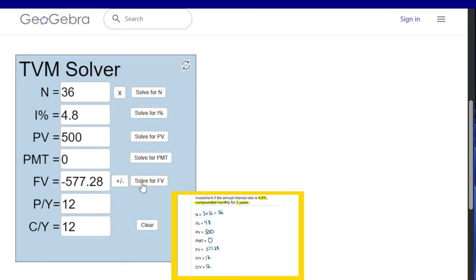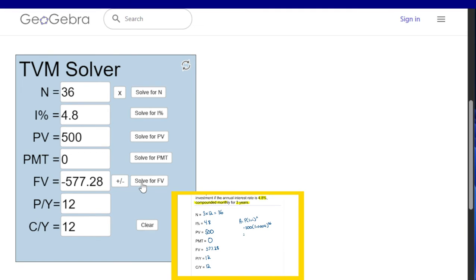If we wanted to double check the work, just to make sure we did everything right, again, we can go and use our compound interest formula. A equals P times (1 plus i) to the power of n. So 500 times (1 plus i), which would be, sorry, not 4.8, 0.048 divided by 12, or 0.004, to the power of 36.